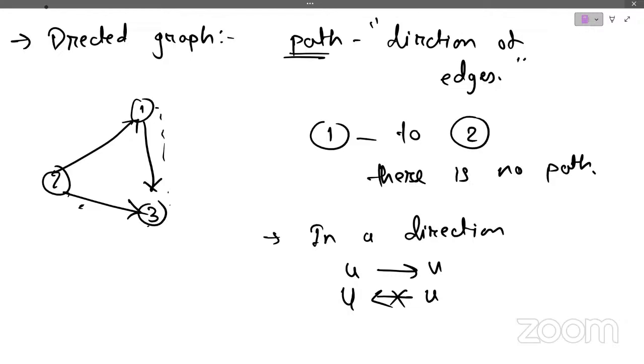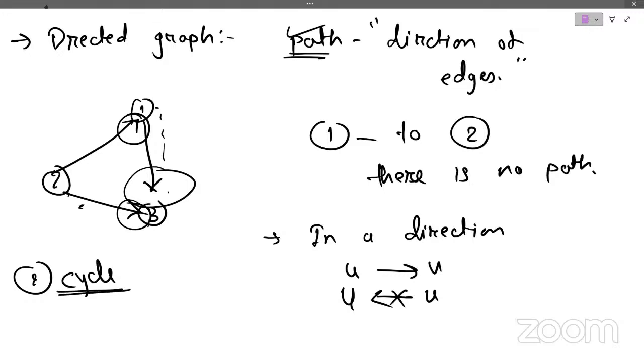But in a directed graph, we also take care of the directions of our edges. Only then can we move from one vertex to another vertex. So the path in a directed graph is basically simply a path, but we also have to take care of the directions of edges. And a cycle in a directed graph is basically a cycle, where we also have to take care of the directions of the edges.